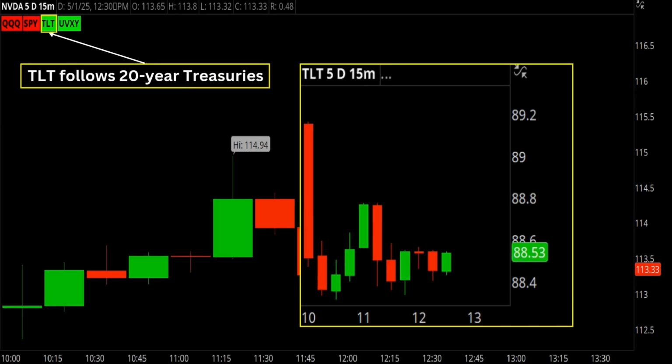TLT tracks 20-year treasuries. A downward shift in bond prices, coupled with rising yields, typically accompanies a rotation into longer-term equity positions. This would be shown as a red label for the TLT. Observing TLT's color shift helps identify where capital is flowing.